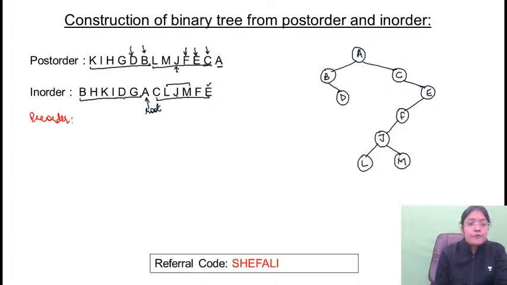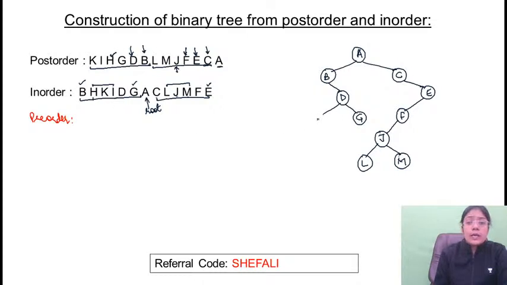Now on the left of D, 3 elements are there. B is already considered. So 3 elements are there, and on the right we have G. Only 1 element is there, so obviously that will be the root node. And on the left, 3 elements are there. Among these 3 elements, which one is coming at the end? It is H.